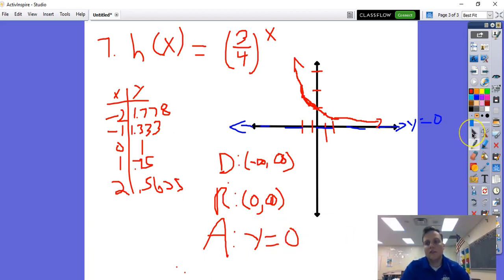Beautiful. Now that's just how you're going to do each one of these questions. Guys, the only thing that's really going to change on some of these is that your graph is going to be a growth graph instead of a decay graph.